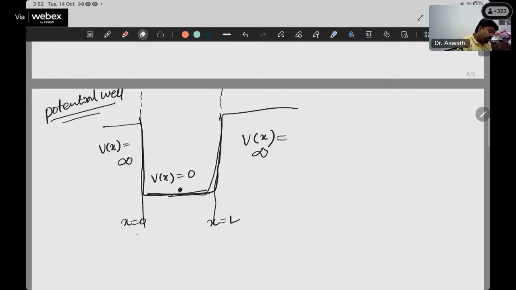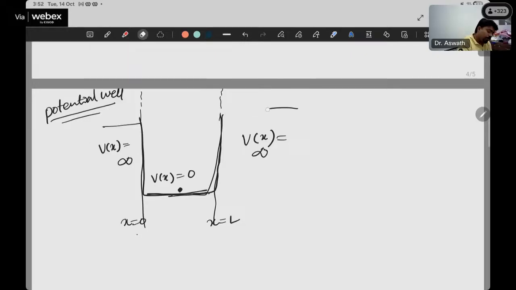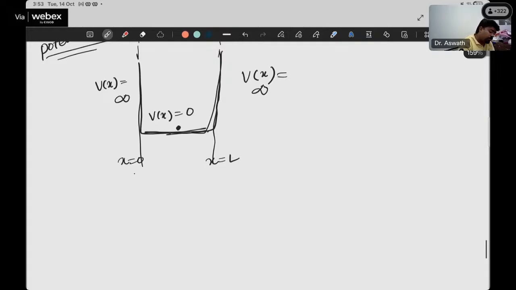So you can even remove this part. This is infinite potential, right? Now what happens? I have something like this. In this case, what is the state of the electron, if I ask? Now the electron state is just like a particle in a box. We usually think that it appears like a wave.